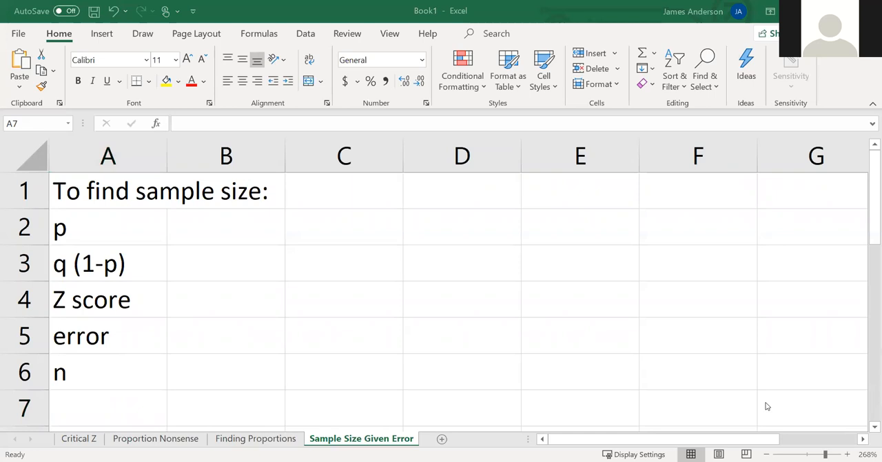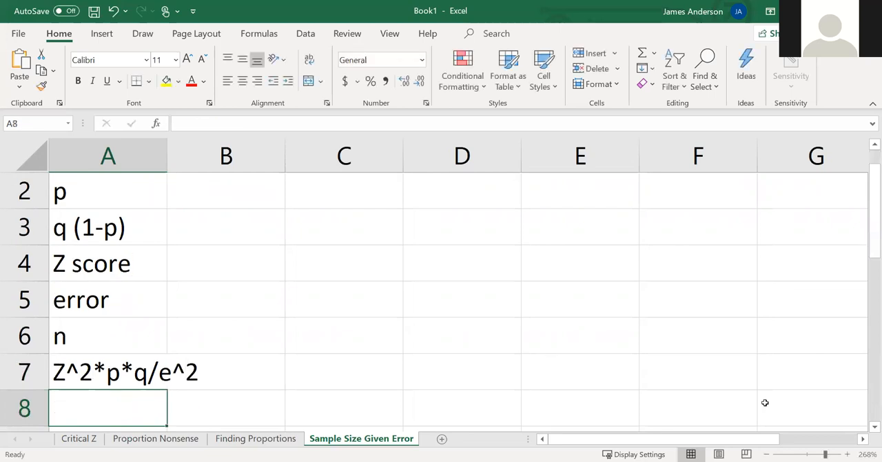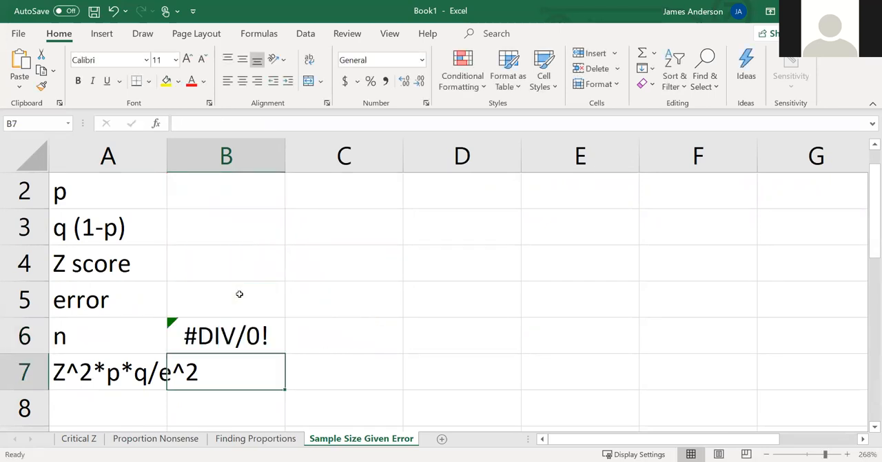So the formula for this is Z squared times P times Q divided by E squared. So to get this in, we can do this squared times this times this divided by this squared. And it's going to give me an error because I don't have anything in it yet.